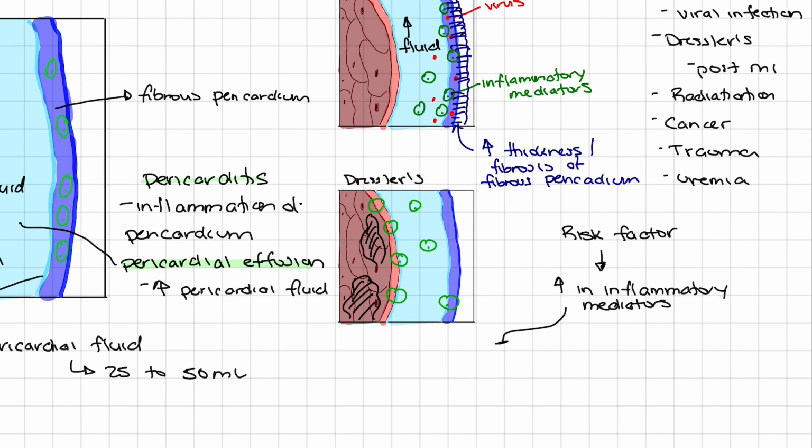We start to see an increase in swelling and edema, and a lot of that is related to an increase in vascular permeability. So with an increase in vascular permeability, we start to see an increase in vasodilation, which can lead to fluid shifting. And this fluid shifting can cause edema. So as a result, we're going to have swelling of our fibrous pericardium.